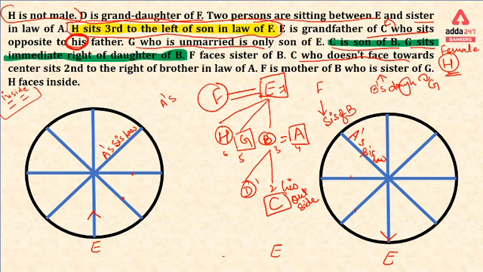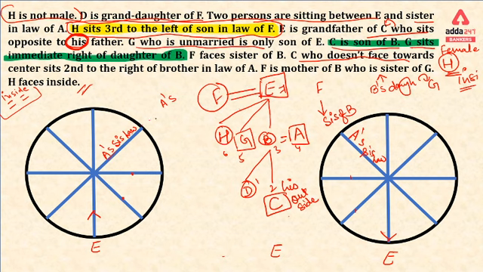As it is given, C faces his father, and it is given that H faces inside also. We can mention it here. H faces inside. F is the mother of B, B, who is a sister of G. Okay. H faces inside. The blood relation is completed. Just check it by yourself. The blood relation is completed the same as yours.